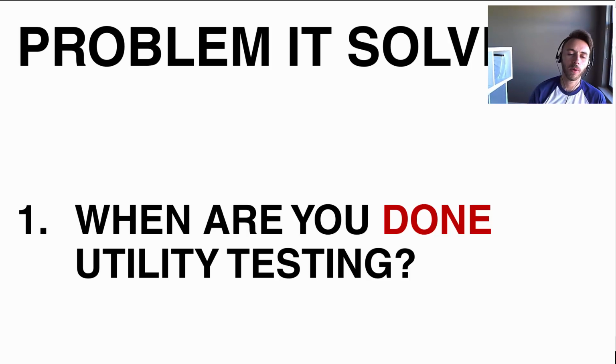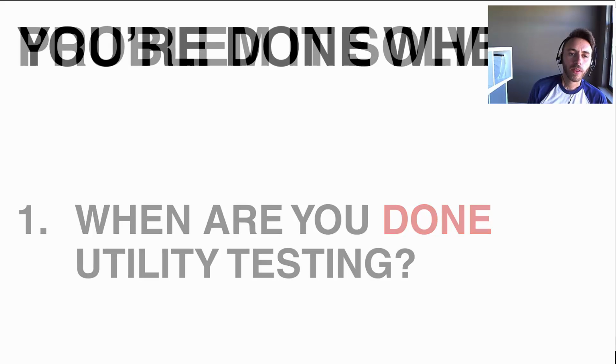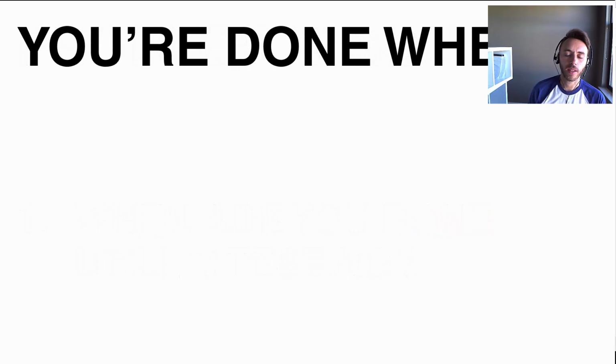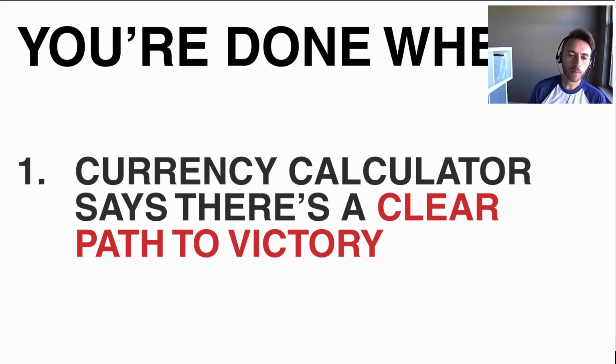or whether or not you should go back and run some other experiments? The answer is the same as the previous exercises. When your currency calculator says there's a clear path to victory, that means that you are done utility testing.